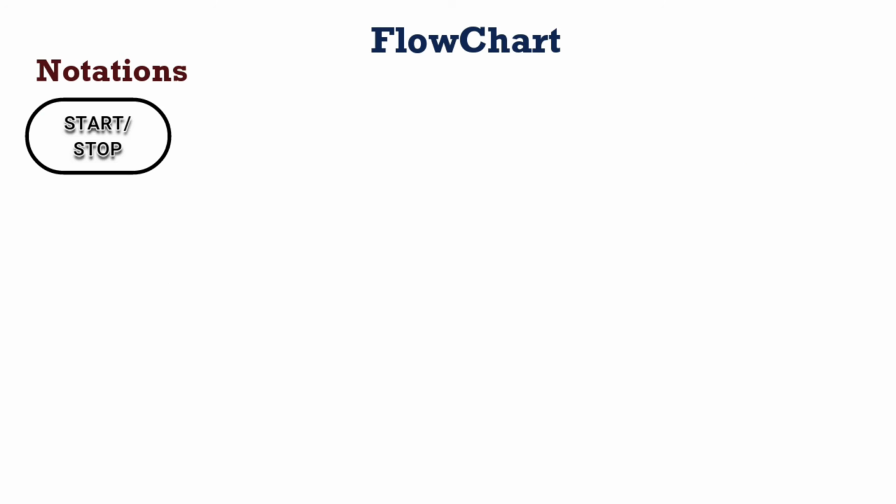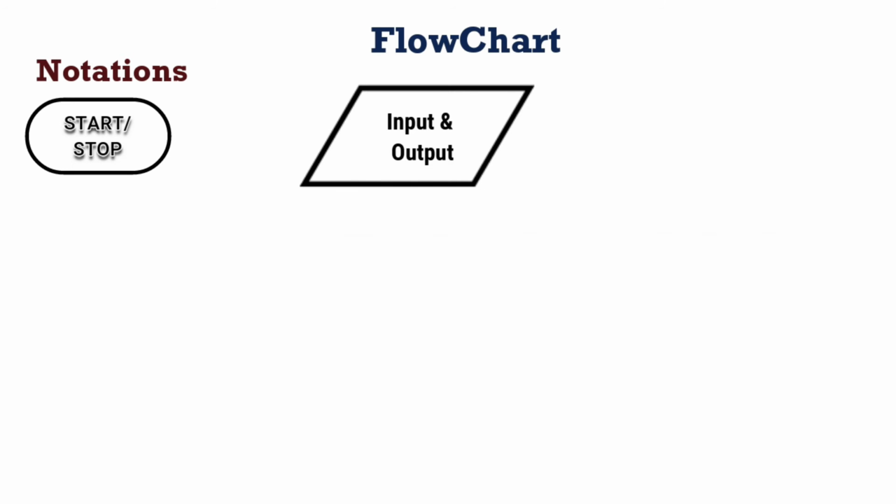So these are the following notations used in a flowchart. The first shape indicates start and stop. The meaning of this shape is to denote the start and stop of the flowchart. The next shape is the parallelogram. This indicates input and output operations, which is used to read input and display output.